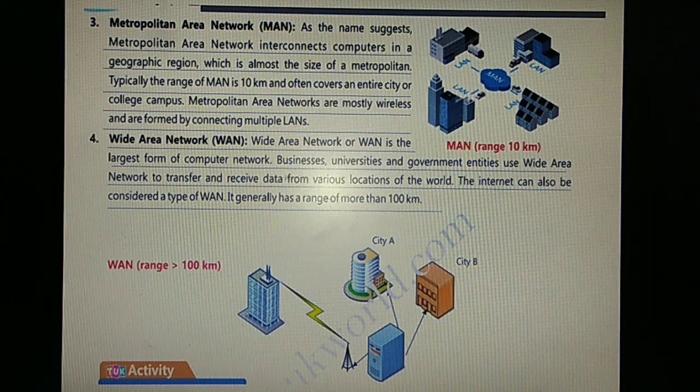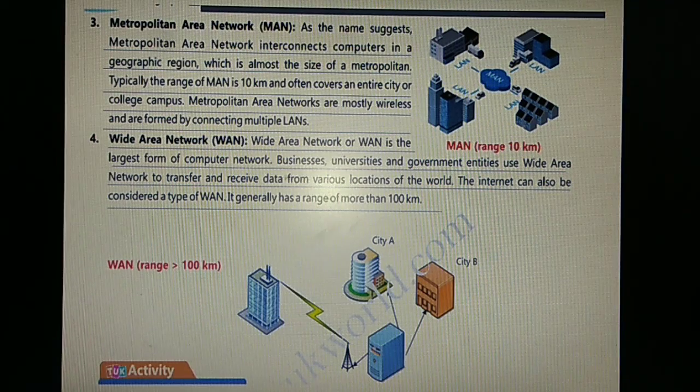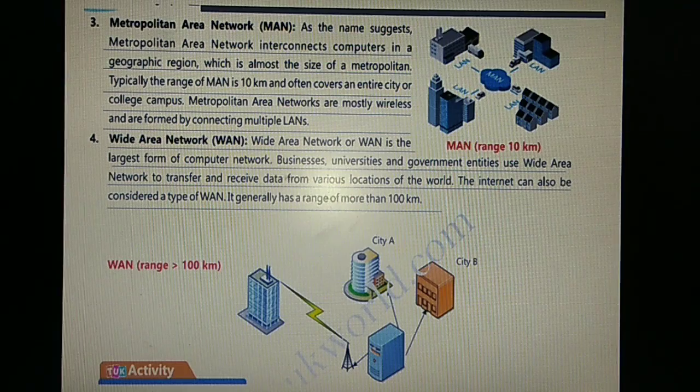And the last topic is the wide area network. A wide area network, or WAN, is the largest form of computer network. Businesses, universities, and government entities use a wide area network to transfer and receive data from various locations of the world. It is used to connect from one country to another country. The internet can also be considered a type of WAN.